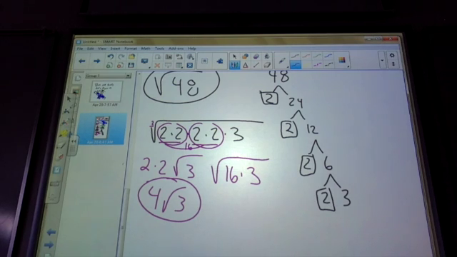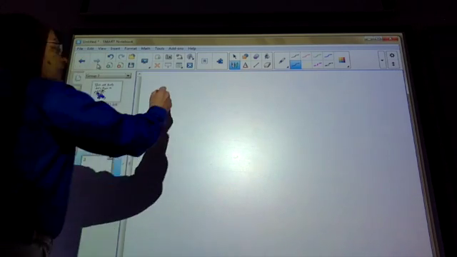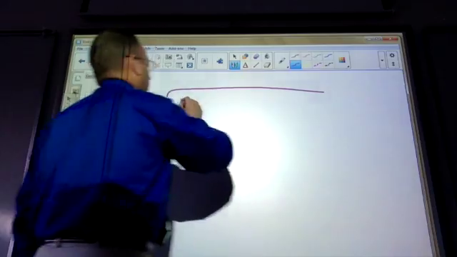That's a great question. And then if the 2's were 3's, would it just be 3 times 3? So let's do this. Let's say we broke something down and we had this.